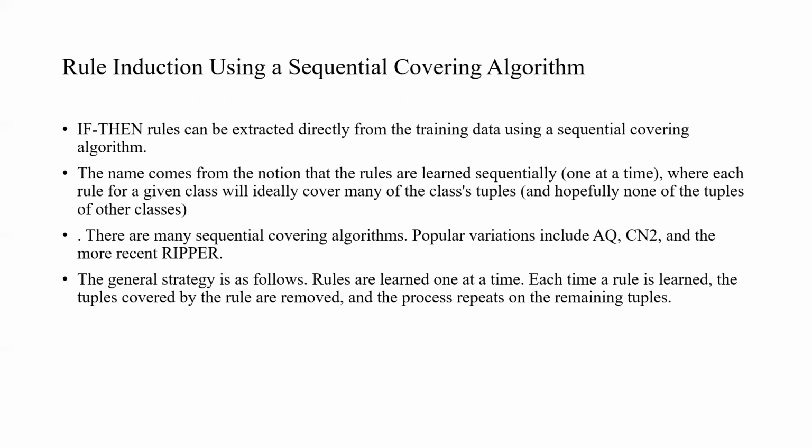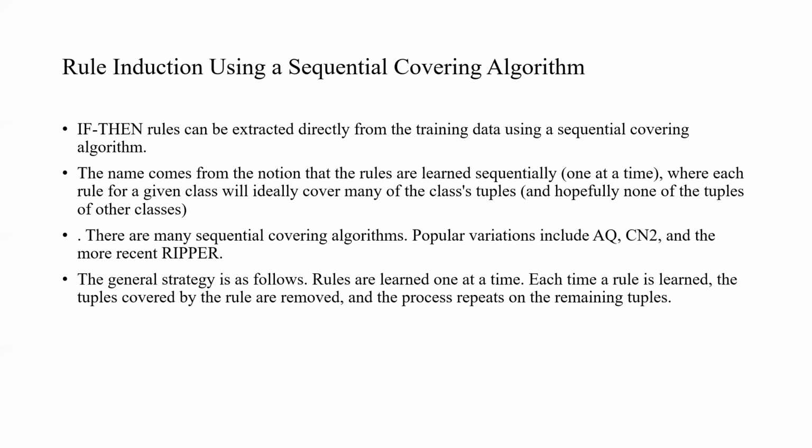Next, we move on to rule induction using a sequential covering algorithm. The if-then rules can be extracted directly from the data using a sequential covering algorithm. The name comes from the fact that the rules are learned sequentially, where each rule for a given class will ideally cover many of the class's tuples. This is the most widely used approach to mining disjunctive sets of classification rules. There are many popular sequential covering algorithms, like AQ, CN2, and the more recent RIPPER.